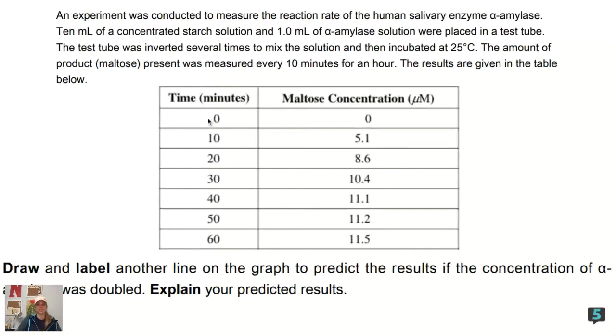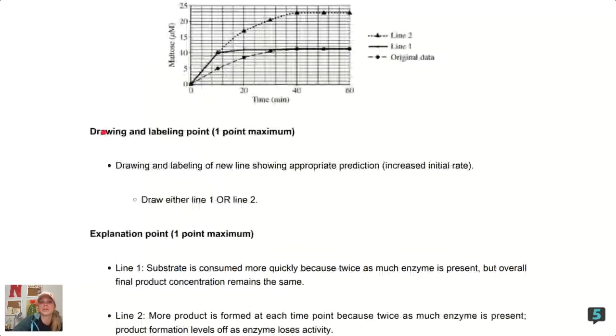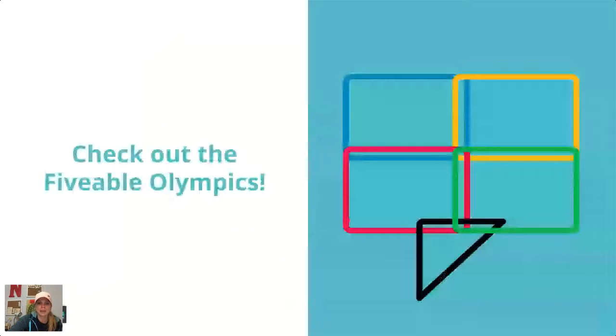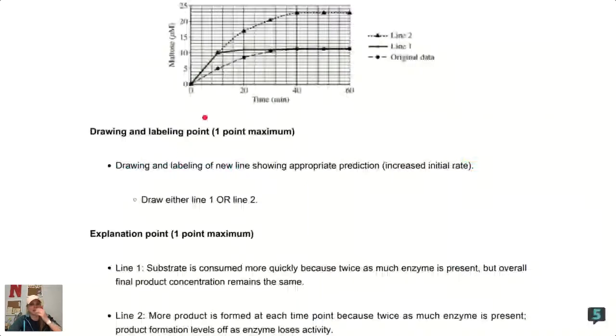Okay, so if we drew a line on here, the original line would be this one. I'm tracing over the middle one. Okay, the new one, you could either do one down below or you could do one up above. It sounds like most of y'all did above because you said increase. So now your explanation, you have to talk about it. So the substrate is consumed more quickly because twice as much enzyme is present.